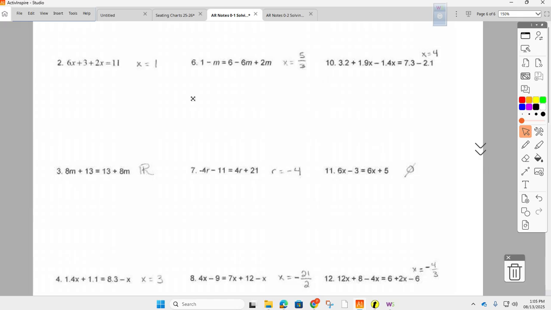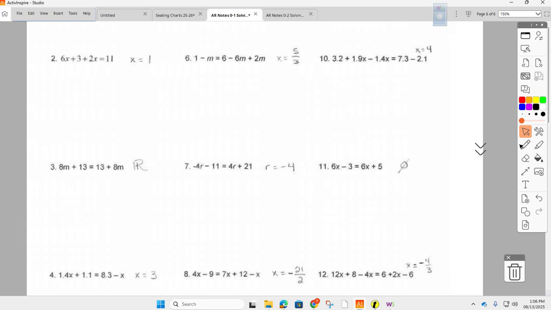Does anybody need help on any of the problems from yesterday's assignment? Jamari? 7, because I got positive 4. Perfect. Let's do 7. Sometimes my answer key could be wrong too. It's never a bad idea to ask if you think yours is right. Who knows? It might be.